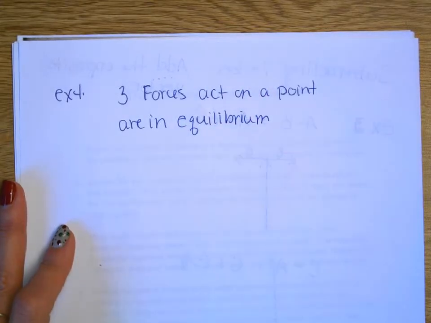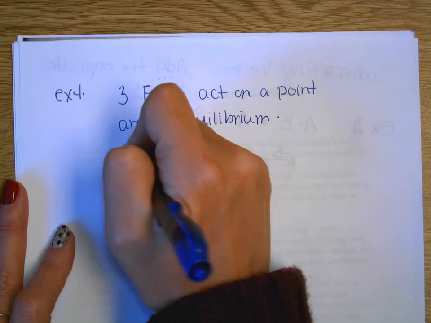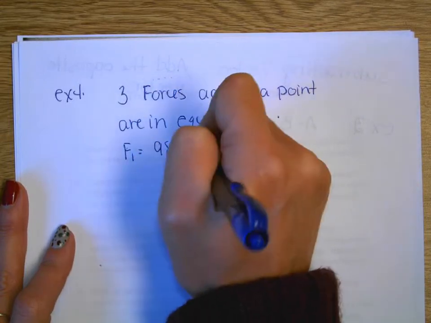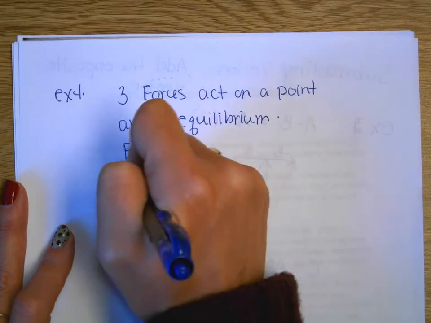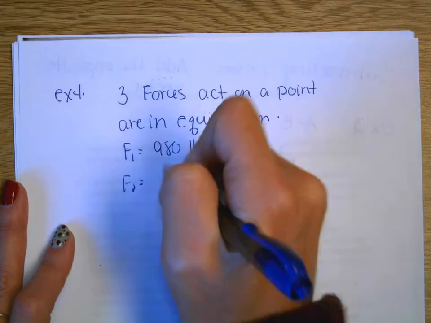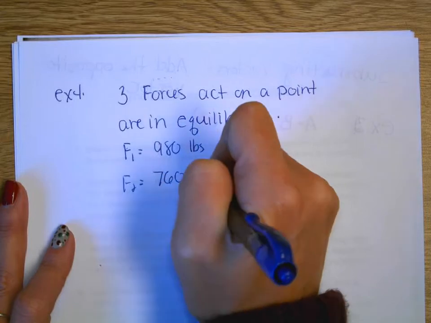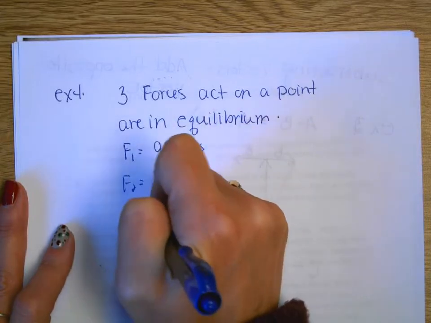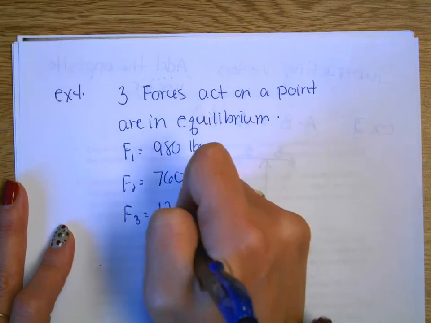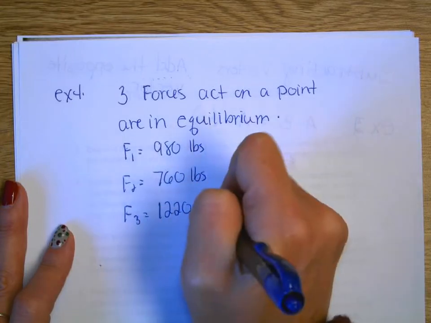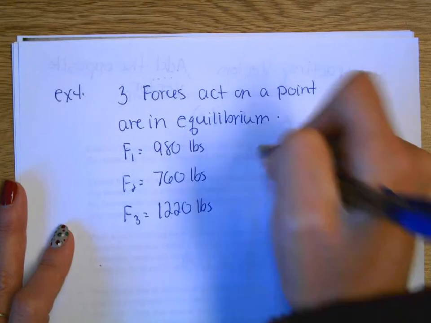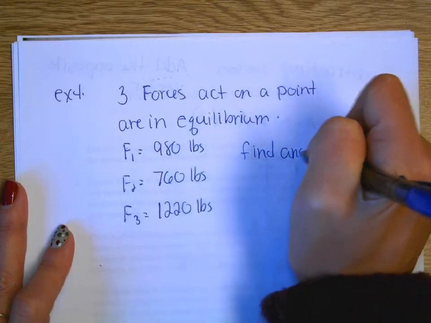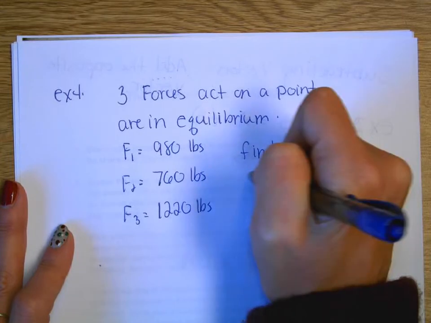Because the 3 forces are: force 1, 980 pounds. Force 2, 760 pounds. And force 3 is 1,220 pounds. Can you find the angles between the forces?